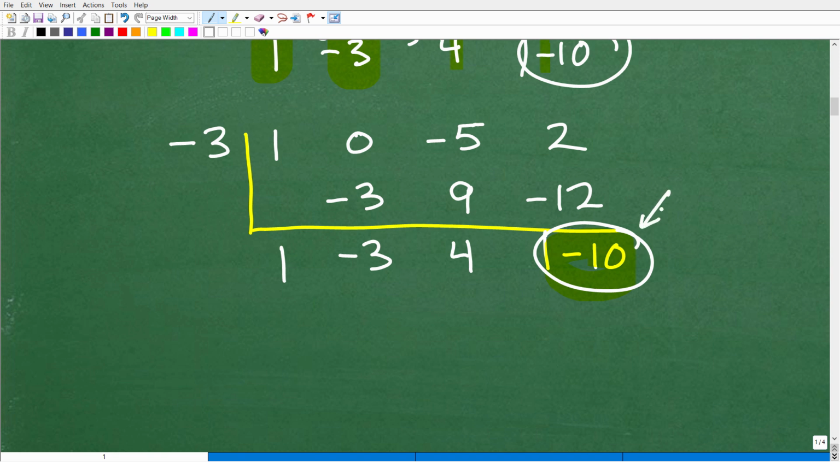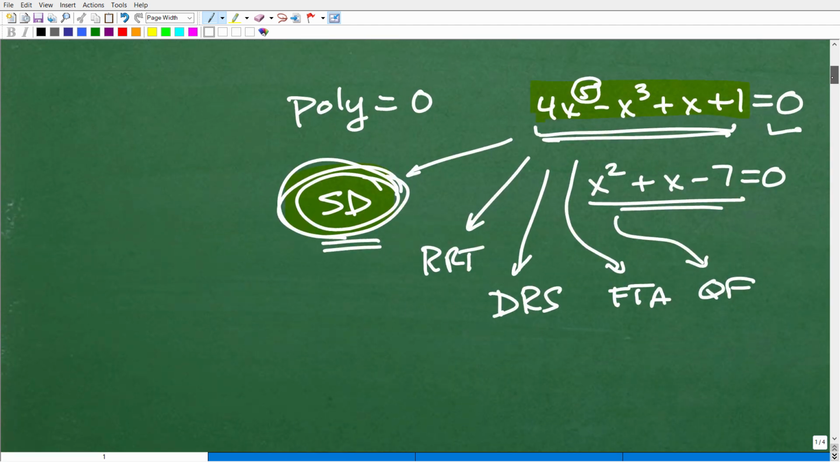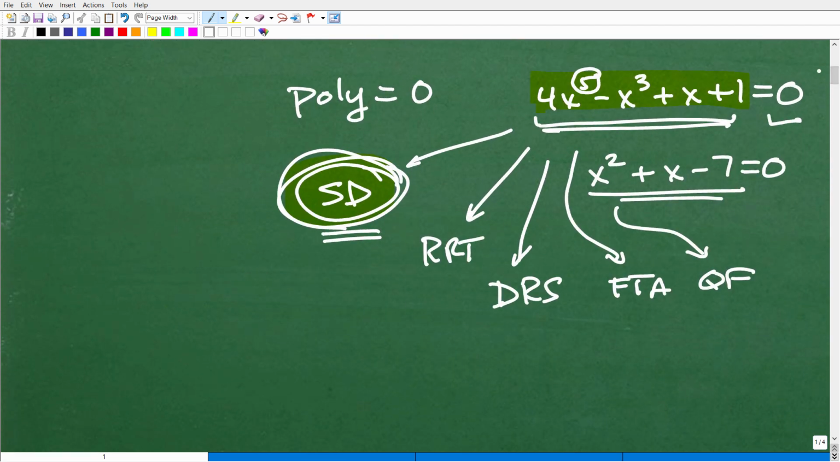So when you're using synthetic division, you're going to be looking at the remainder. If the remainder is 0, that means this number here would be a solution to those polynomials. Now, I'm going to make additional videos on this because I don't want you to get overwhelmed by this one video. So what are we doing here with synthetic division? Well, we're performing synthetic division.